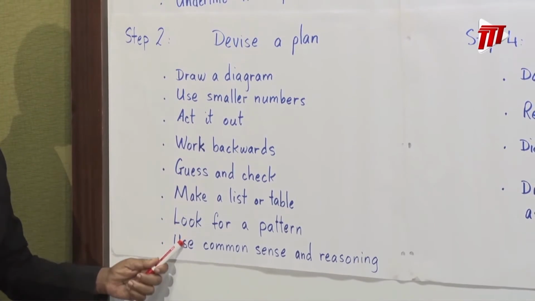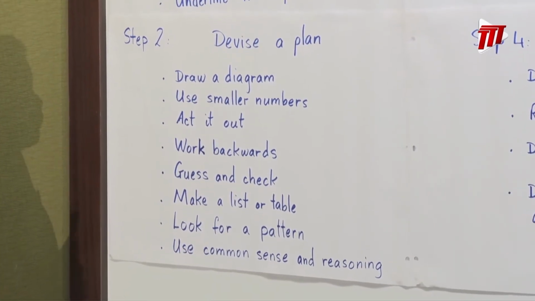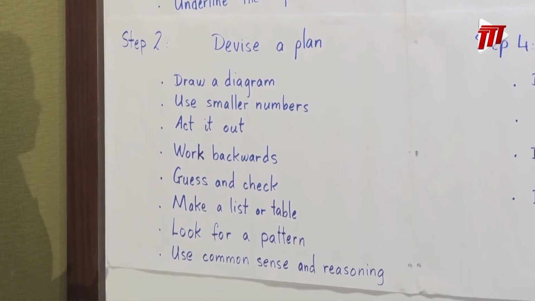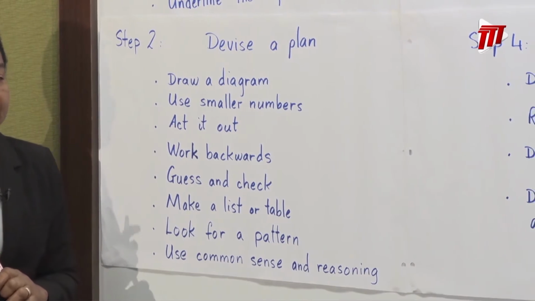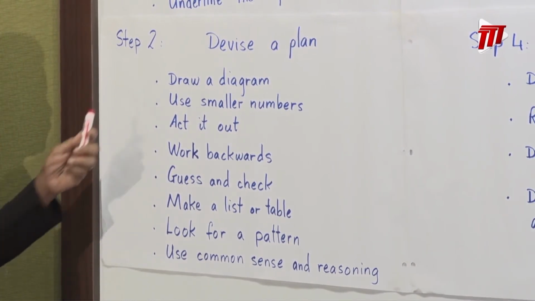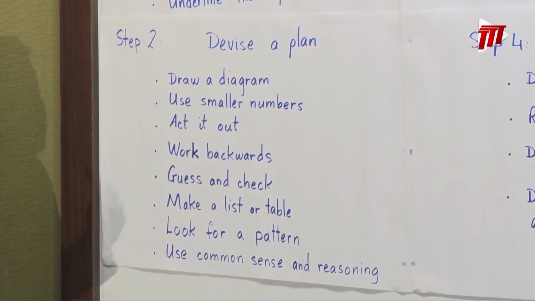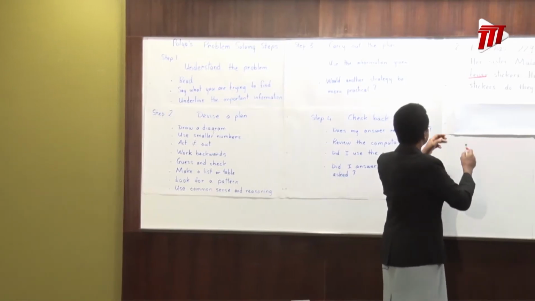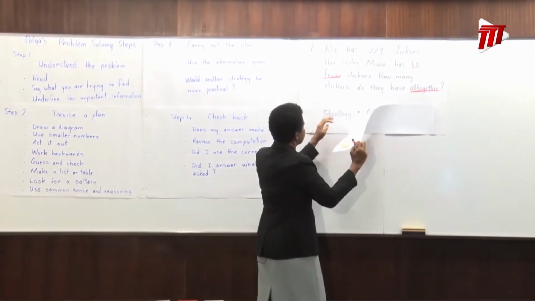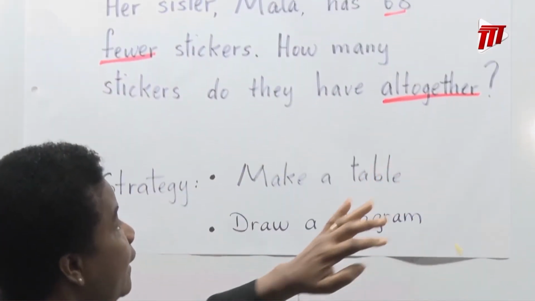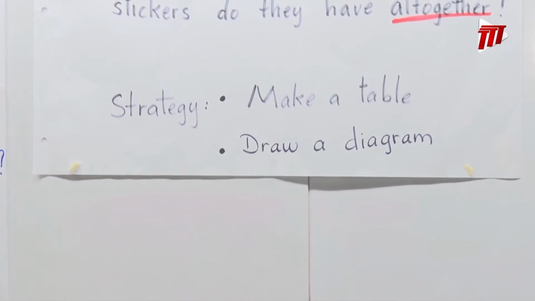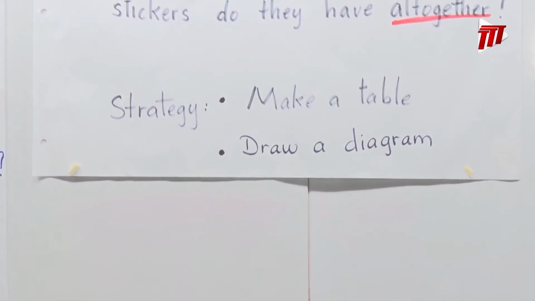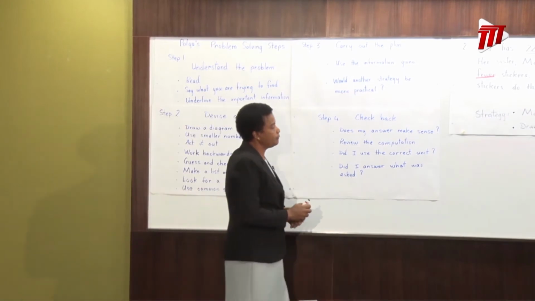Which of these strategies do you think will be most appropriate? Remember that there can be more than one strategy to use. Again, I'll give you a few moments to go through the strategies while you think which one will be most appropriate. Let's see. Draw a diagram. Make a table. Did you come up with that? Remember, there can be more than one correct answer. Let's start with make a table.